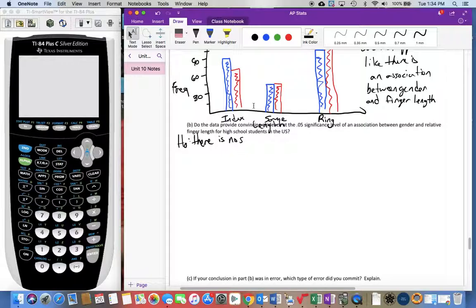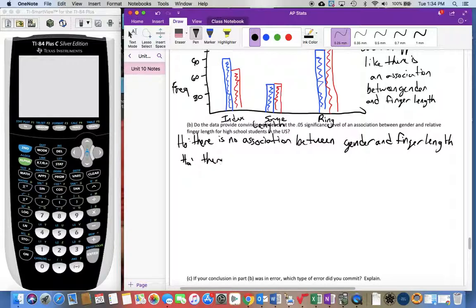So there is no association between gender and finger length. And then for your alternative, you would say that there is an association, and then at that point, I'll let you fill in the rest of the dot, dot, dot. But essentially that's the same as your null hypothesis, just filling the rest of it out.